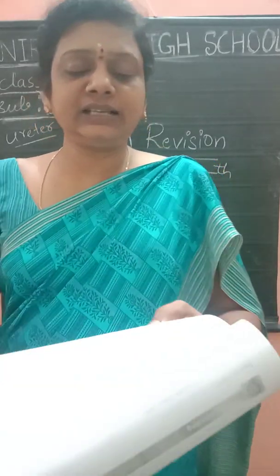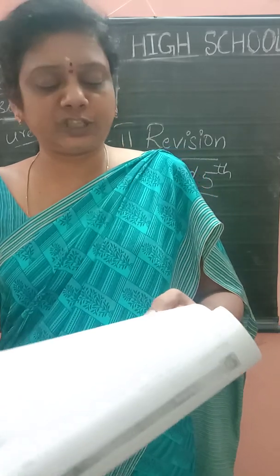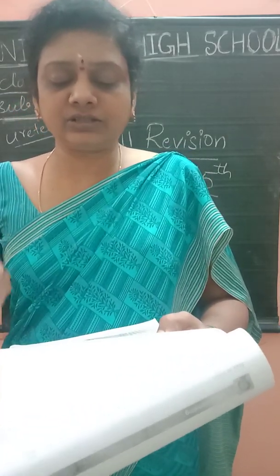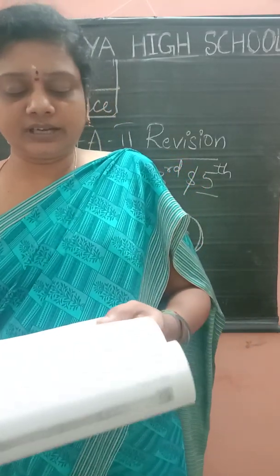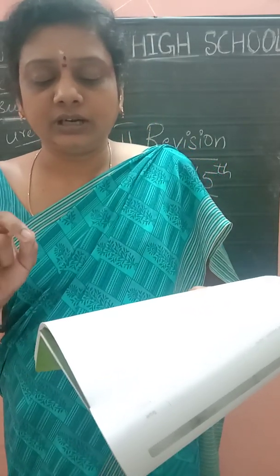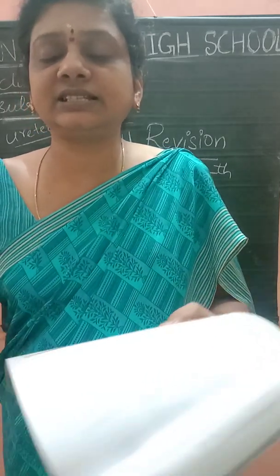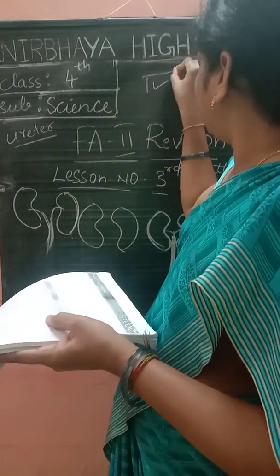Yes children, long answer question. Lungs help in excretion. Answer the following questions to explain. A. What is the waste that lungs throw out of the body? Tick the correct option. Option A, urine. B, salts. C, excess water. D, carbon dioxide. The answer is carbon dioxide. You have to put the tick mark there in the box.